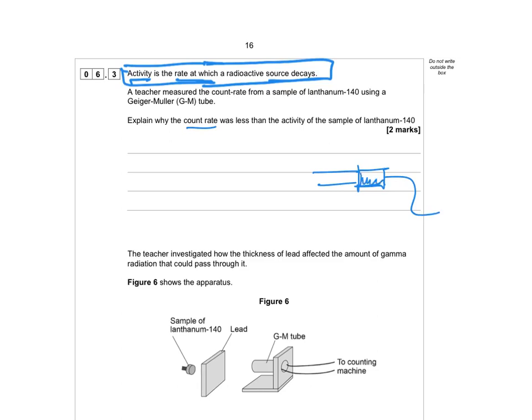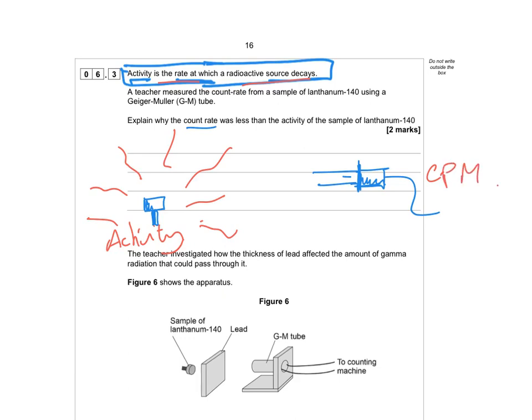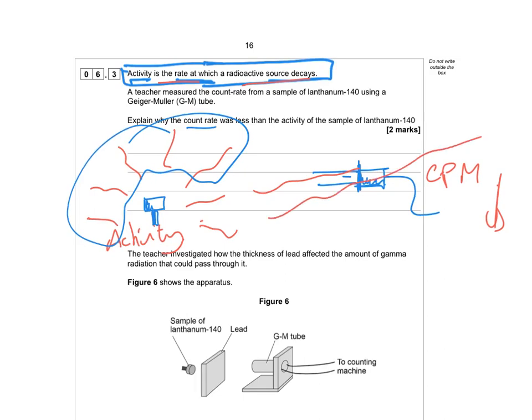Probably not that obvious because we don't get to do this experiment that often. However, if you've got a sample here, let's just say here is my cup source that I got out when we did radioactivity. This is giving off gamma radiation all around. Well, that might be the activity, the rate at which it decays. However, my count rate, my counts per minute, is only from what comes into the tube. So of course that's going to be less because you've got all of these around here that are not going to be going into the tube. You've also got some that are just going to pass straight through because gamma is so penetrative.